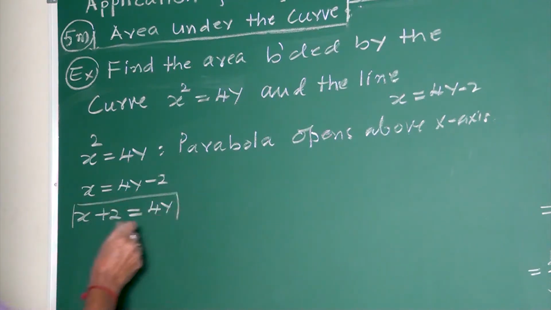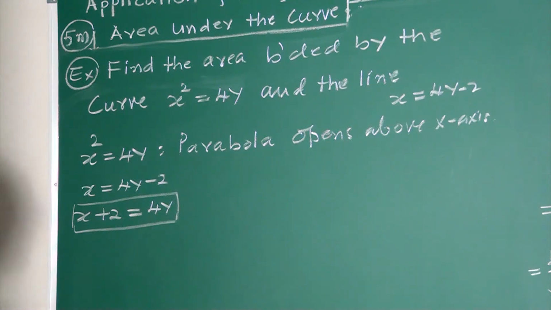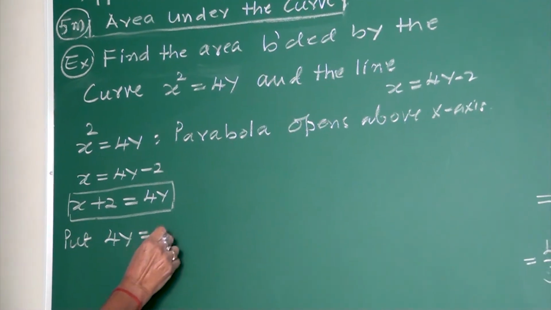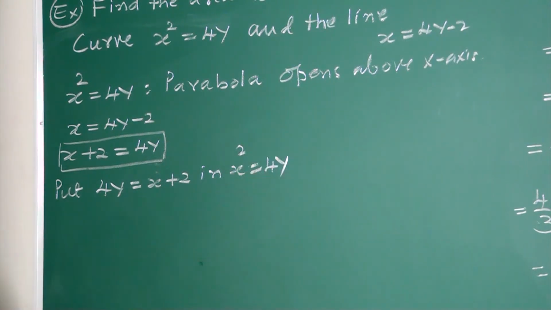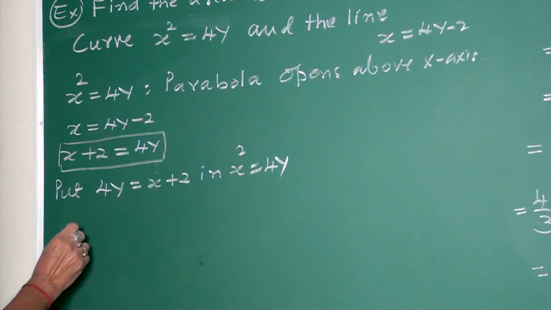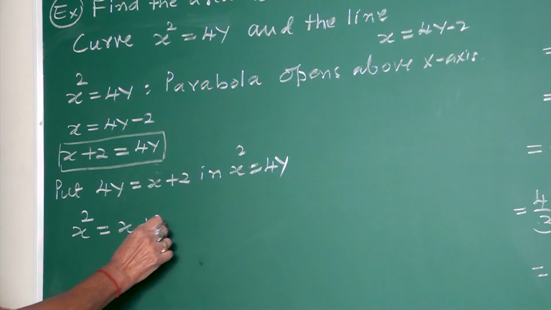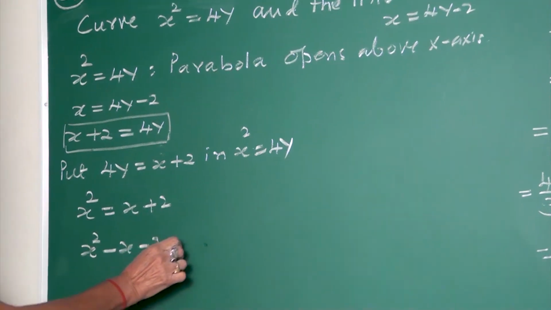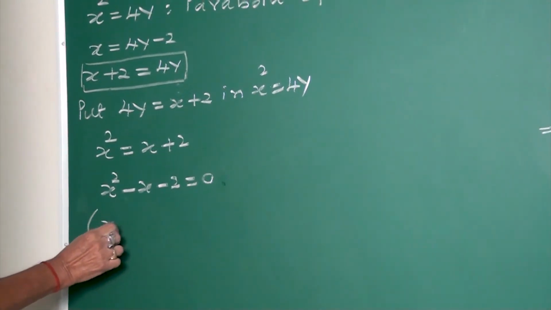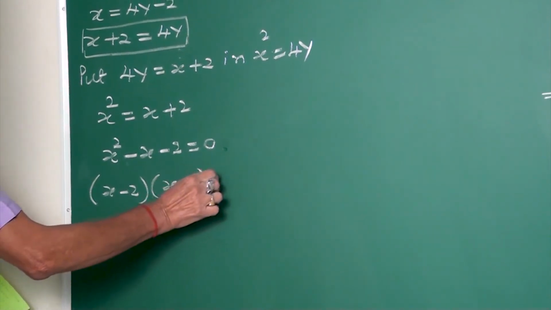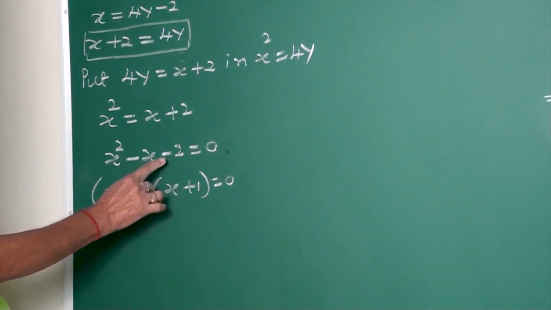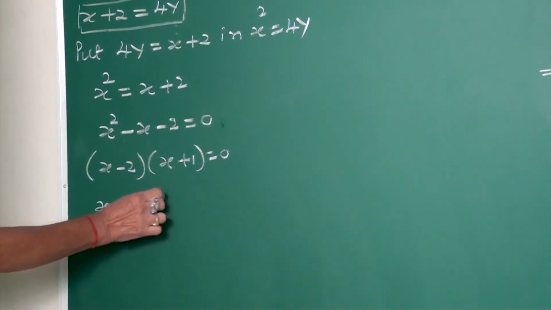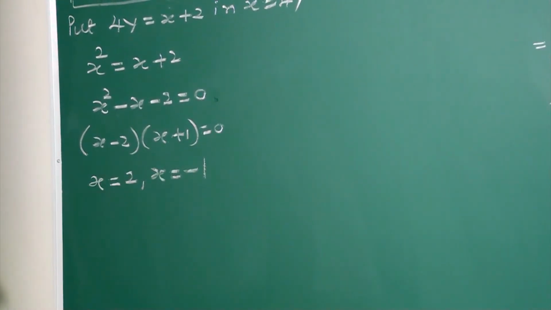Substitute this value in the first equation to find the point of intersection. Put 4y equal to x plus 2 in x square equal to 4y. It becomes x square equal to x plus 2. Solve it: x square minus x minus 2 is 0. The factors are x minus 2 into x plus 1 is 0, since minus 2 plus 1 is minus 1 and minus 2 into plus 1 is minus 2. From this, you get x equal to 2 and x equal to minus 1. These are your limits of integration, my friends.